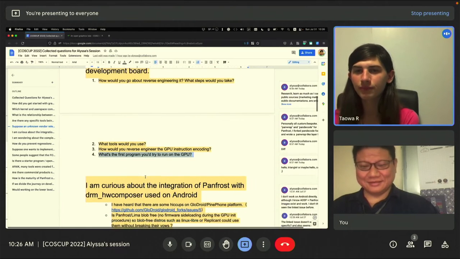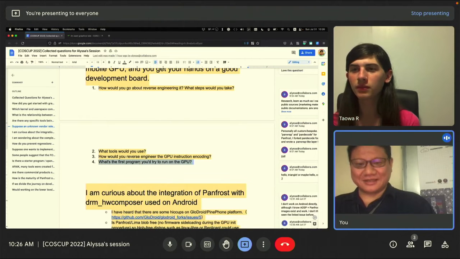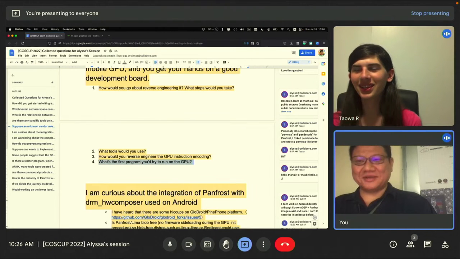Got it. Some manual examination of memory dumps in text editors is involved. That takes a lot of mental fortitude.